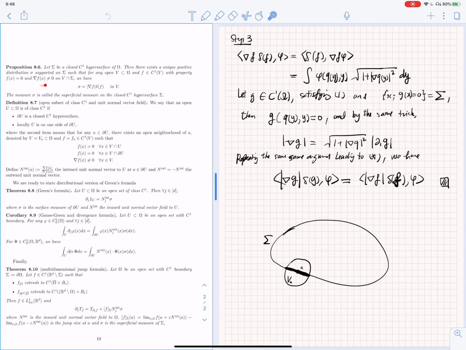also its gradient doesn't vanish. It's exactly what we have in the definition. Then we necessarily have that sigma is the product of the Euclidean norm of gradient f times delta f. These things we can compute, right? These things we can define with the help of our theorem. Okay, so this measure will be called a surface measure on the closed C1 hypersurface sigma.